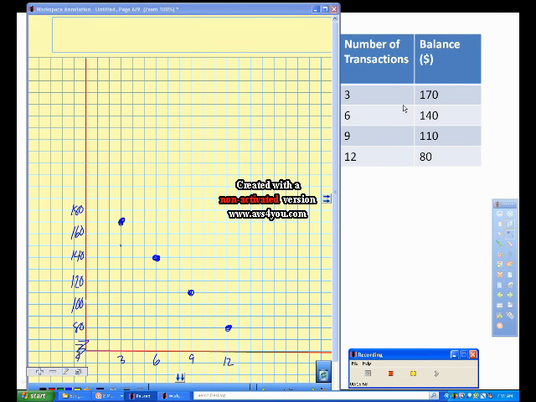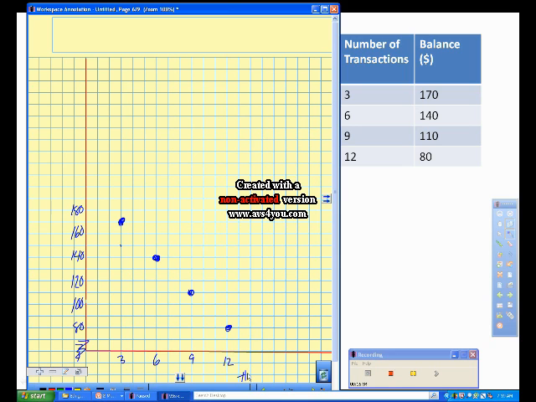So here's another table of information that represents, apparently, somebody's bank balance in their account based on the number of transactions they've had. A transaction means you either take out or put in money. After 3 transactions, their balance was 170. But then after 6 transactions, it's 140. After 9, 110. So it looks like the transaction they must be doing is withdrawing money, because as your number of transactions goes up, your balance is going down.